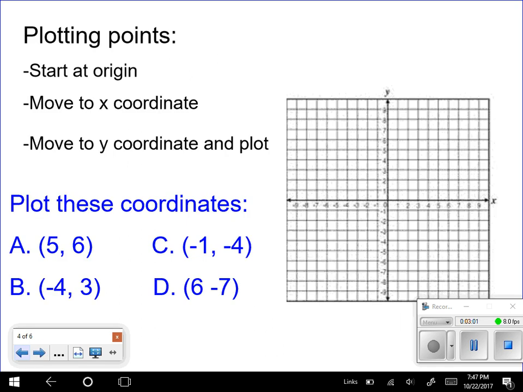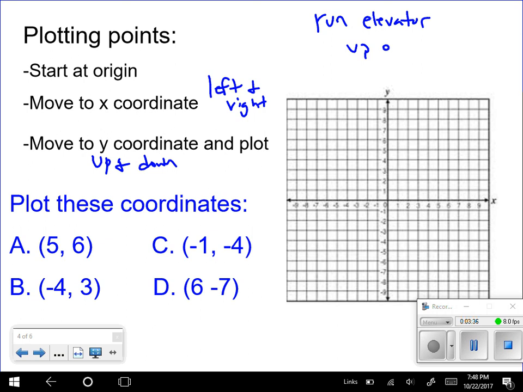Okay, so plotting points. You did this in your bell work, but we're going to start at the origin and we're going to move to the x coordinate first, which is going to always work left to right. And then we're going to move the y coordinate and we'll plot that. Okay, so this, our y coordinate is going to be up or down. So one way that helps me remember that is I need to run to the escalator or elevator before I can go up or down. So I have to go side to side before I go up or down.